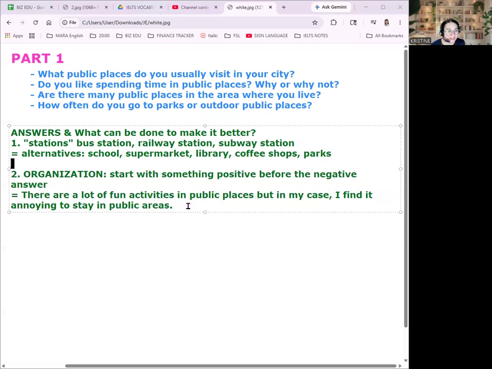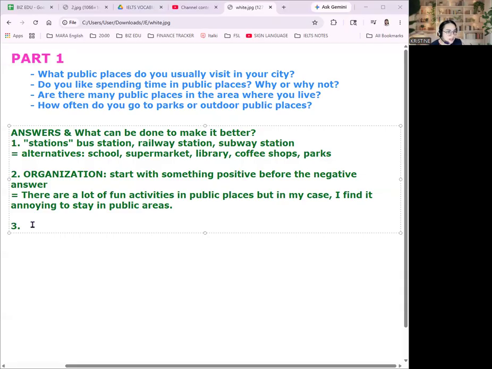In the first sentence, I will say the positive before. I really enjoy spending time in the public place. So I think we discussed this one in our previous class as well. Okay. So anyway, are there many public places?